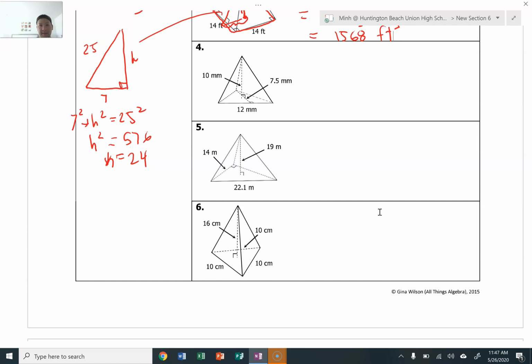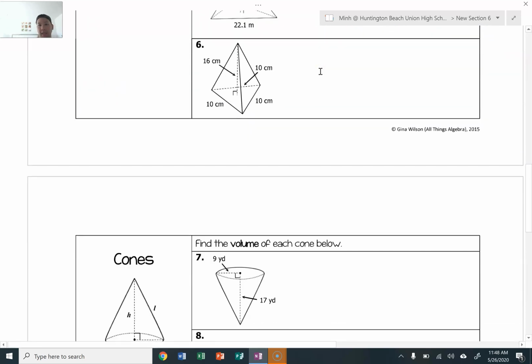Looking at problems 4, 5, and 6, it's the same process. You're still going to be using volume is equal to the area of the base times height divided by 3. But this time your base is a triangle. So you have to remember that it's 1/2 base times height, the two sides that form the right angle. For example, in problem number 4, the two sides that form the right angle would be 12 and 7.5. They would go into finding the area. Then the height of the actual three-dimensional figure is 10, so that would go into the volume formula. Make sure that you're making note of that. I'll post up the answers later on today.